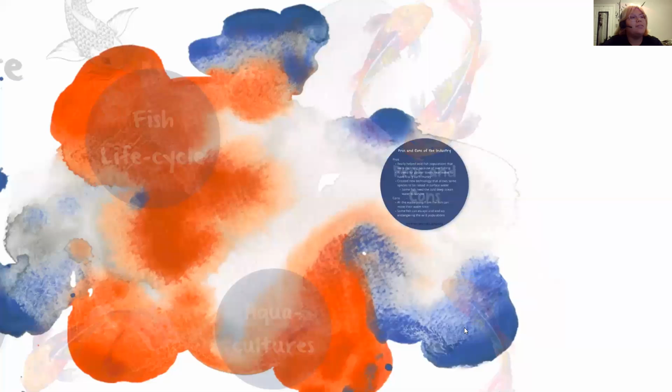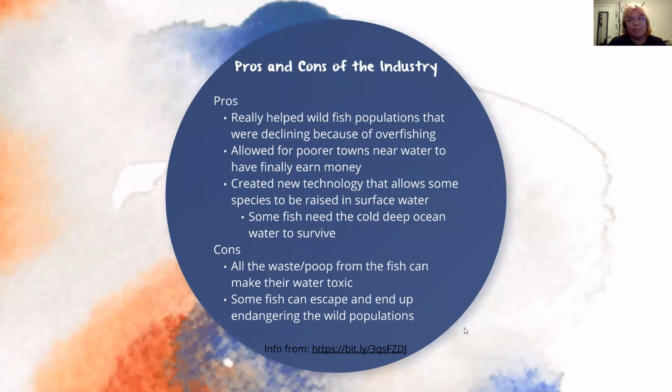Now these are the pros and cons of the aquaculture industry. So the pros are they're really helpful for the wild fish population to regrow because a lot of the populations have been declining because of overfishing. So this is when fishermen catch too many fish and the species can't lay eggs as fast, so they end up dying faster than they can reproduce.